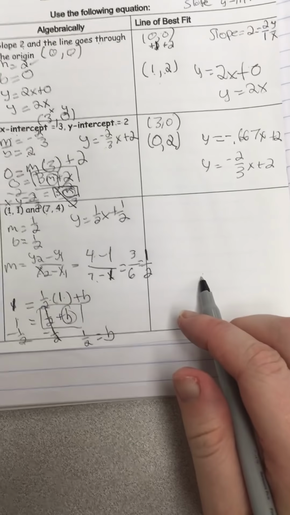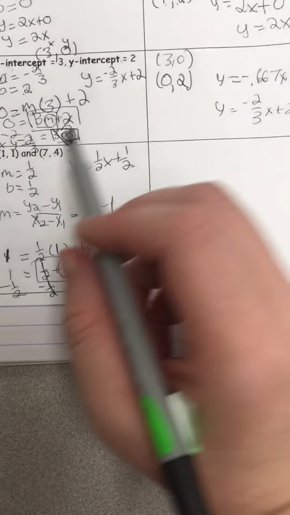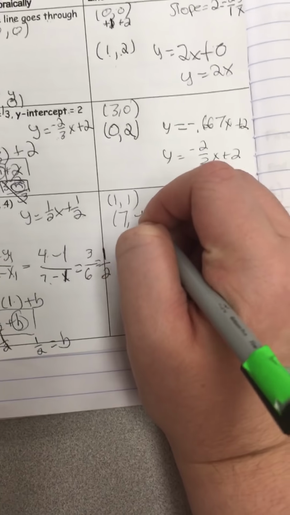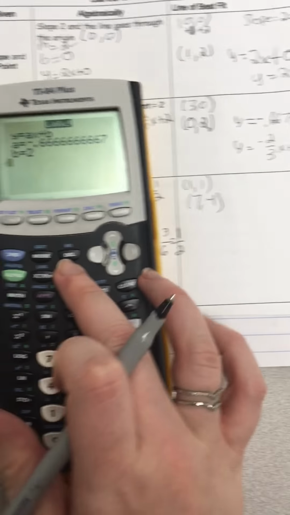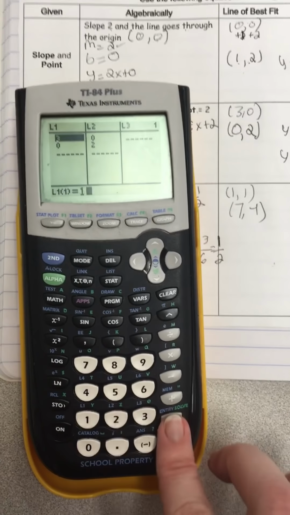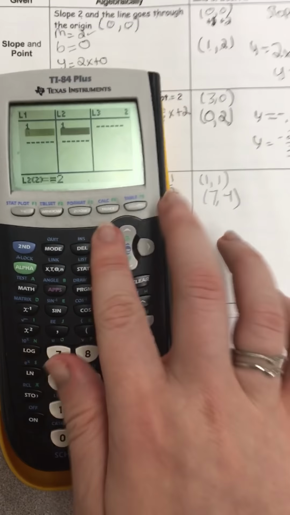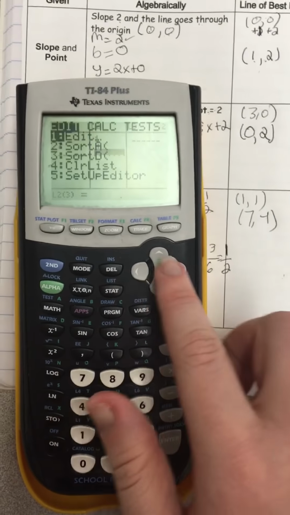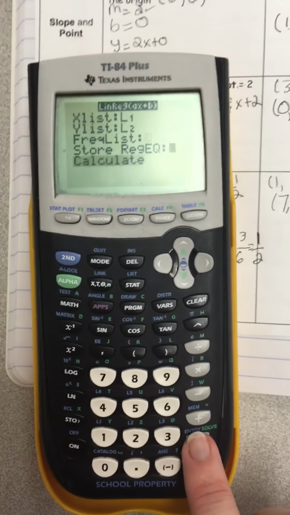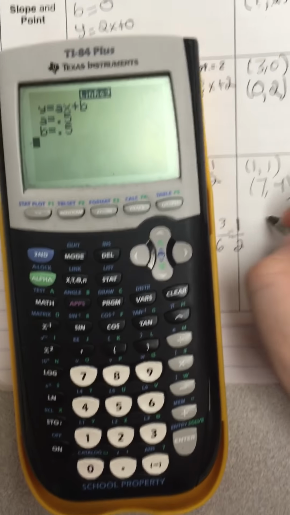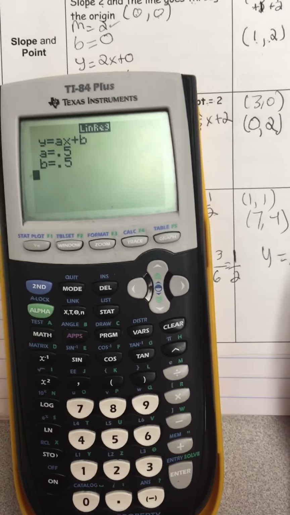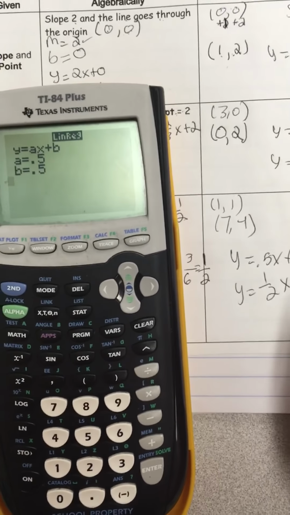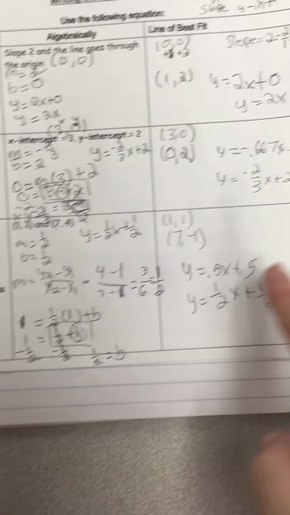Now we can go ahead and do line of best fit and see if we get the same answer. Remember, we always need 2 points to use it. We already have 2 points, so we're ready to use the calculator. We're going to go into stat edit and put in these points. And then stat calc line. That tells me it's y equals 0.5x plus 0.5, which 0.5 as a fraction is 1/2. So you can see I got the same answer doing either method.